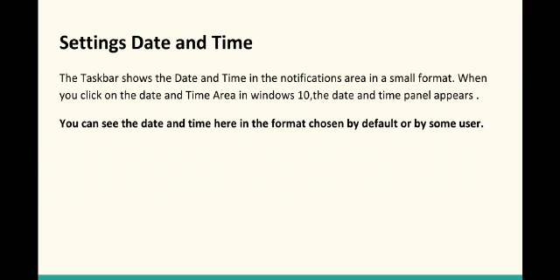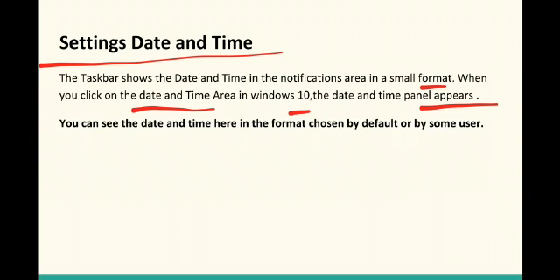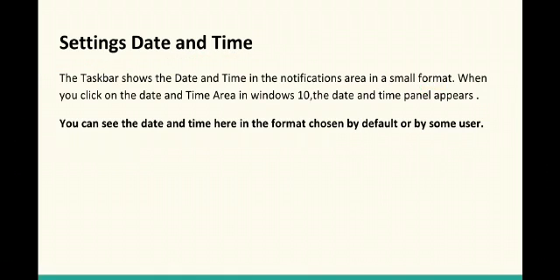Next topic is setting date and time. This facility is also provided by Windows 10. The taskbar shows the date and time in the notification area in a small format. When you click on the date and time area in Windows 10, the date and time panel appears. You can also see in the next slide the figure of setting date and time.